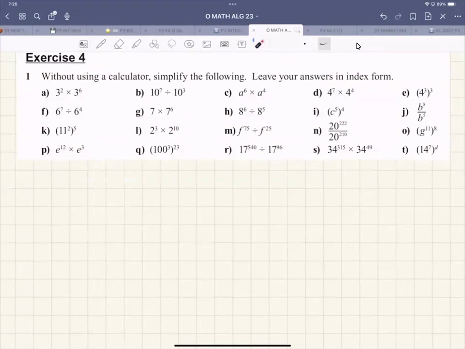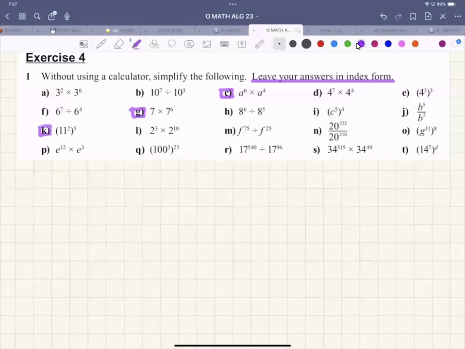Without using a calculator, simplify the following. Leave your answer in index form. Let me focus on part C, part G, K, and M. And something like O, something like T, and something like P, and some division like R. So all these small examples, let me do them so that your vision is all good, all clear. So let's start with C.